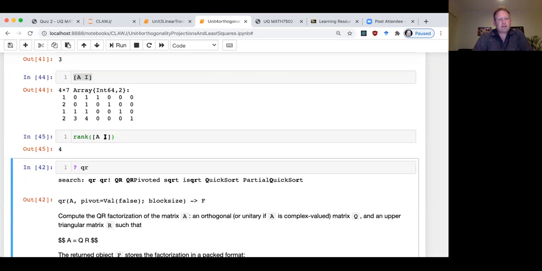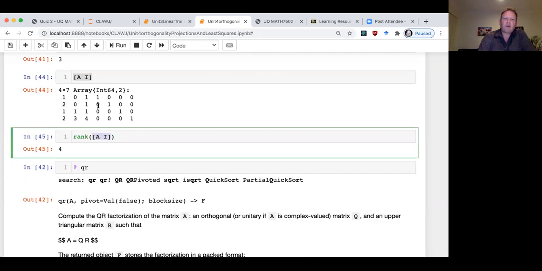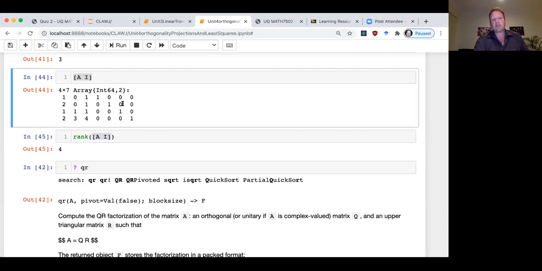It's clear that the rank is 4 because the column space of AI is all of R4. Because if you give me a vector in R4 and ask, how do I represent this vector as a linear combination of these columns? Well, one way is you just ignore these other guys, these A bits. The I already does the job. Okay, that's one way to think of it.